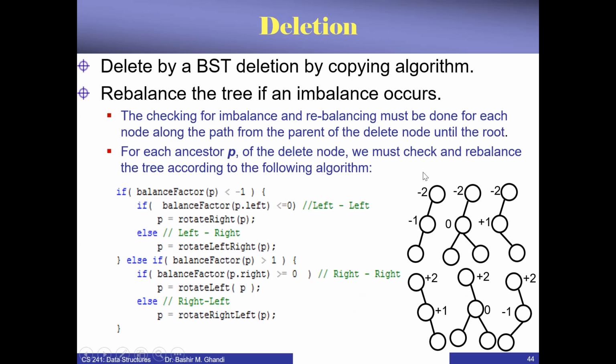So this is basically the algorithm that we will follow in determining what to do. And as we said, we have to repeat this from the immediate parent of the deleted node all the way to the root node. We will take some examples, and after that we will look at the actual full code of the deletion method.